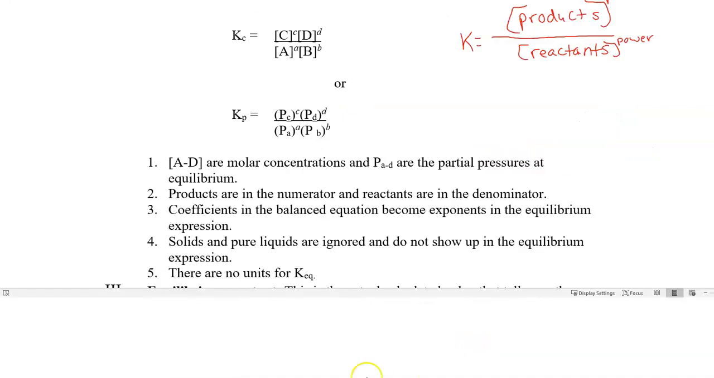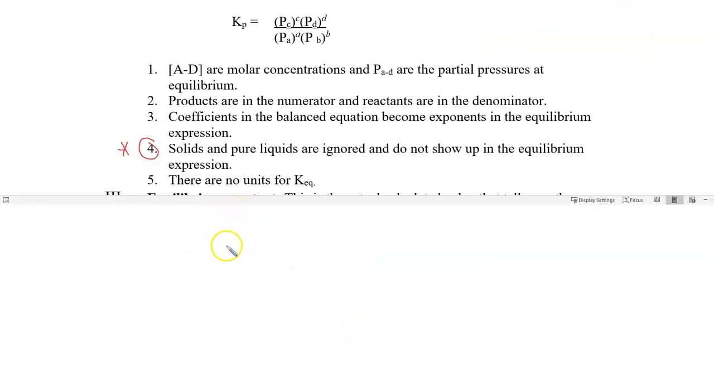And this is what I'd like you to highlight and write down, because this is where students miss it. This one right here: solids and pure liquids are ignored and do not show in the equilibrium expression. You're going to like this when we go to calculating. There are no units for the equilibrium constant. Technically there are, but they change so much, so we just say we're not going to worry about giving the equilibrium constant a unit. So let me give a generic thing and just show you. Well, I'll actually do a real one.